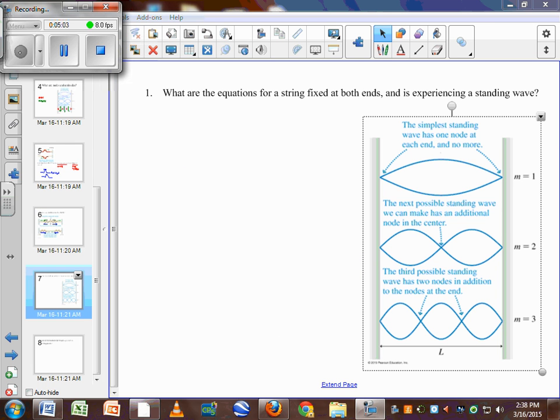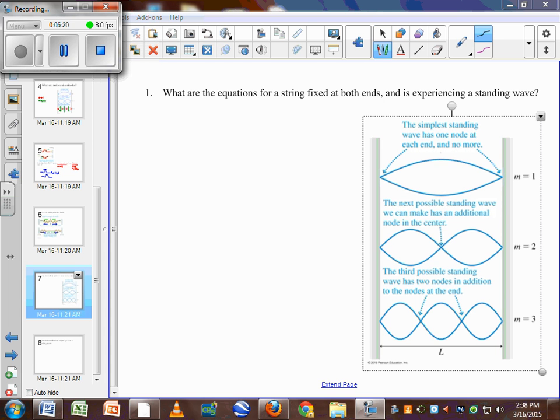Off to the right, we see the first, second, and third harmonics of standing waves. But we want to know what the equation is for a string fixed at both ends when it's experiencing a standing wave. So what is the frequency? Well, let's go ahead and take a look.